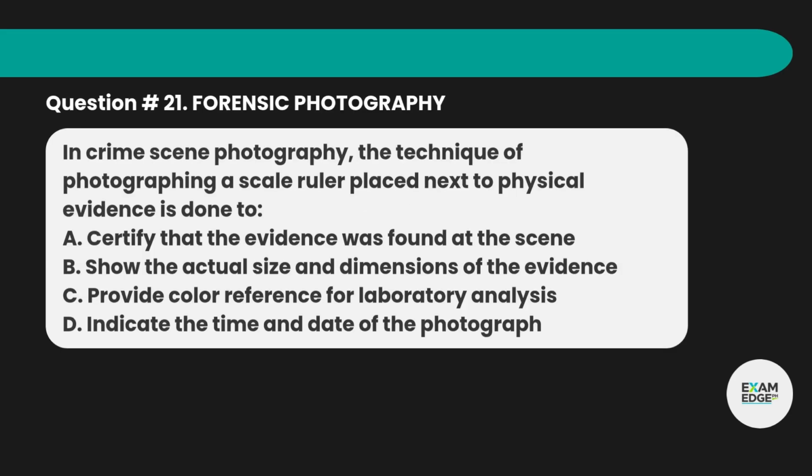Question number 21. Forensic photography. In crime scene photography, the technique of photographing a scale ruler placed next to physical evidence is done to A. certify that the evidence was found at the scene. B. Show the actual size and dimensions of the evidence. C. Provide color reference for laboratory analysis. D. Indicate the time and date of the photograph.